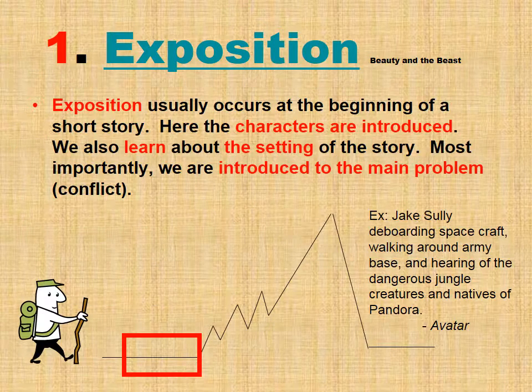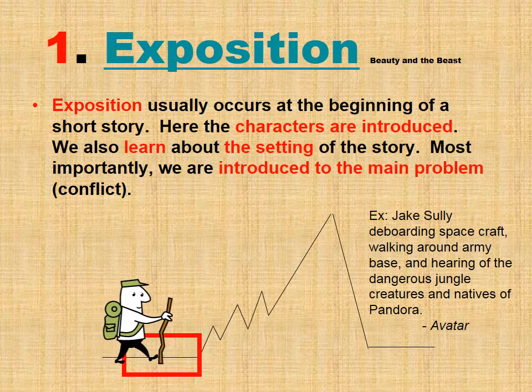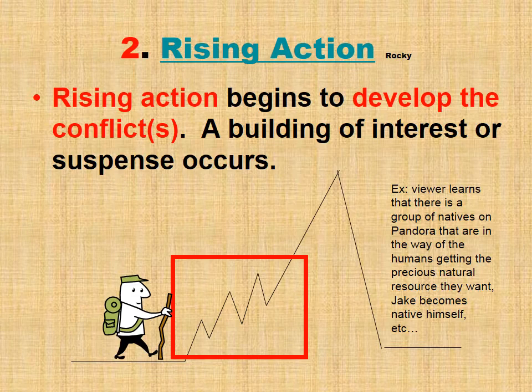The first part, following the hook, is called the exposition, and the exposition usually happens at the start of the story. In the exposition, we are introduced to all of the characters, and we also understand the setting of the story. Most importantly, however, we are also introduced to the main problem of the story, which is what the characters will try to solve throughout the story. There we have our exposition.